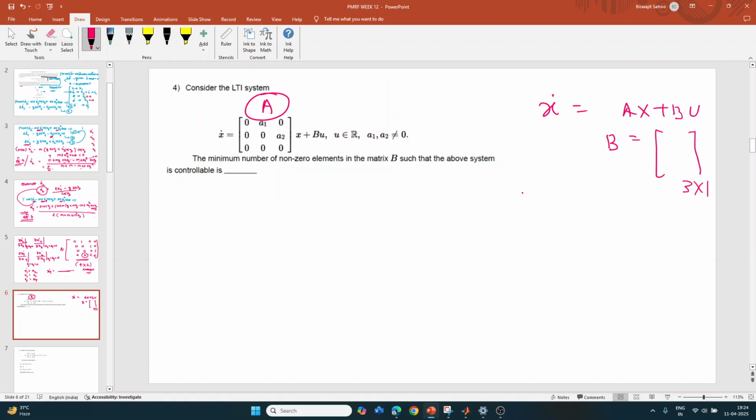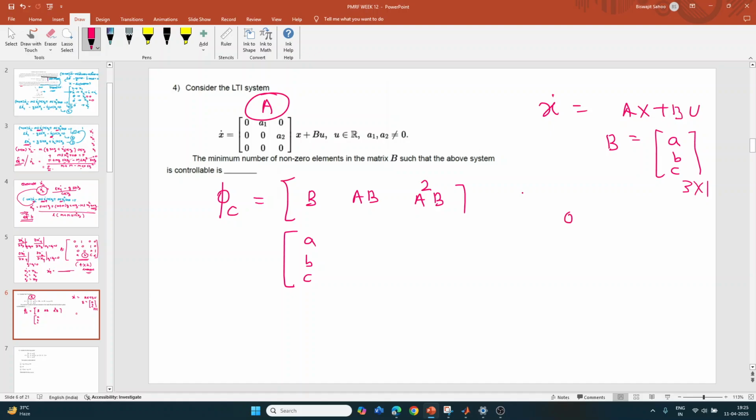For controllability, you first find out the controllability matrix B, AB, and A square B. You know that you make the determinant not equal to 0. So first of all, assume that B equal to a, b, c. You write down this complete matrix, B equal to a, b, c. Then what are A and B?